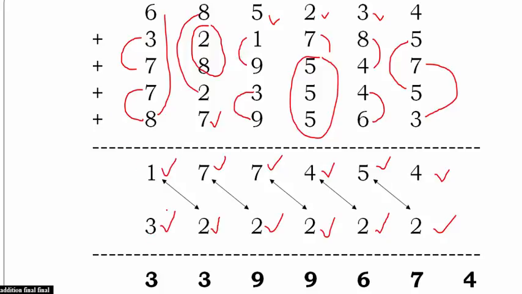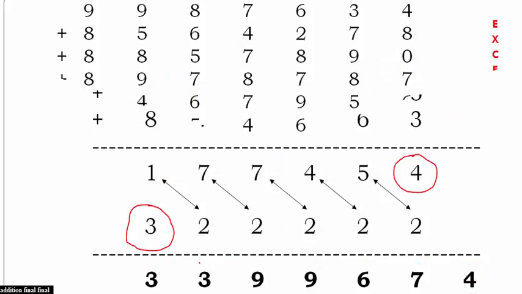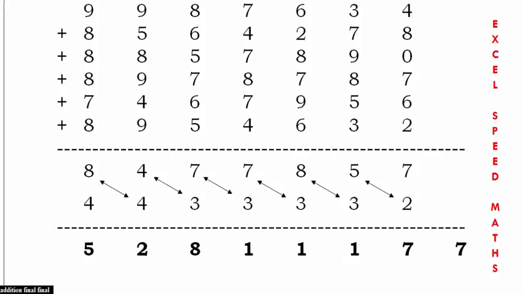So the rightmost digit will be the 4 over here. The next digit will be 5 plus 2, that is 7. The next will be 4 plus 2, that is 6. The next will be 7 plus 2, that is 9. The next digit will be 7 plus 2, again 9. The next will be 1 plus 2, that is 3. And the leftmost digit will be the 3 over here. So our answer will be 3399674. Now we will see the next problem.